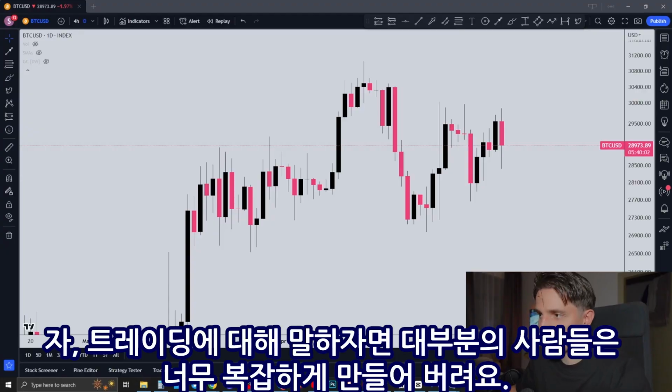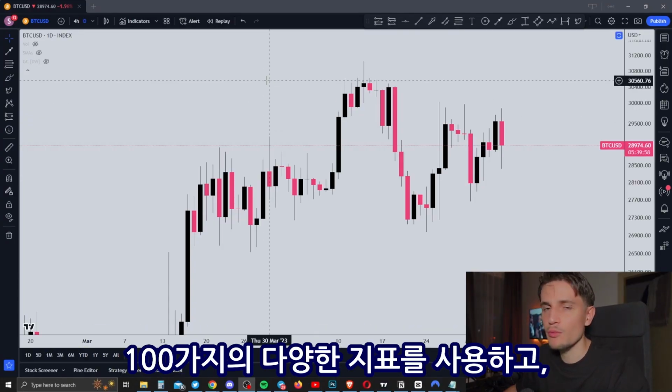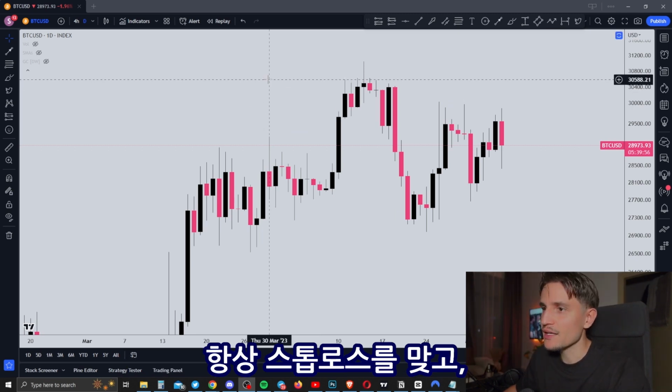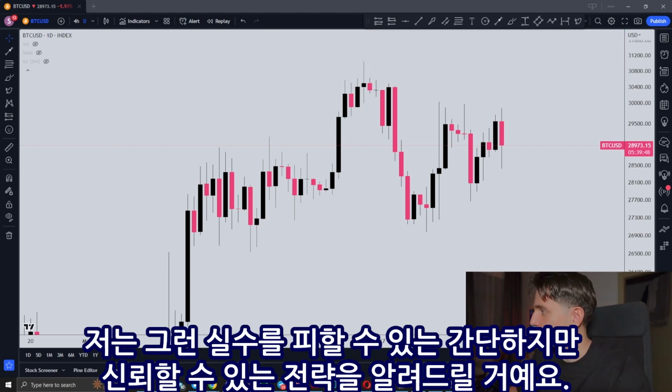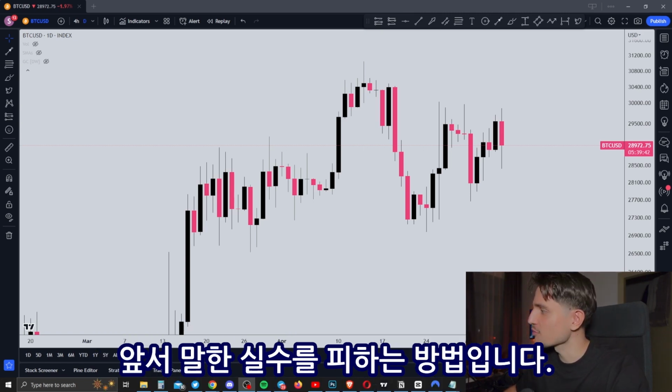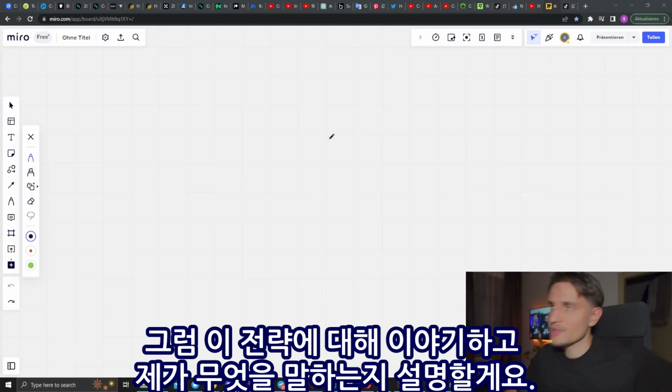So guys, when it comes to trading, most people make it way too complicated. They're using 100 different indicators, they always get stopped out, they always get wrecked sooner or later, and they are just not profitable in the long term, guys. And I will give you a very simple but, like I said, reliable strategy to avoid these types of mistakes. So let's talk about this strategy and let me explain what I'm talking about.